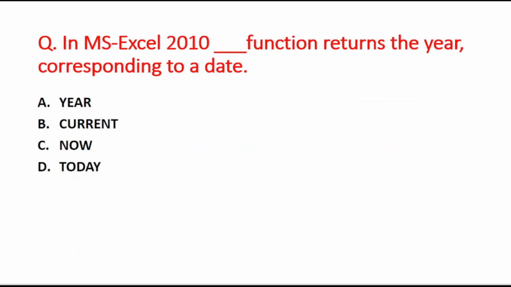in MS Excel 2010 blank function returns the year corresponding to a date. A option is year, B option is current, C option is now and D option is today. So the right answer is option A, that is year function.